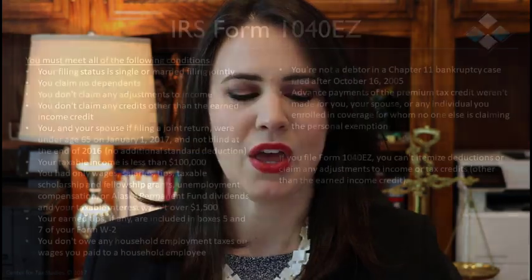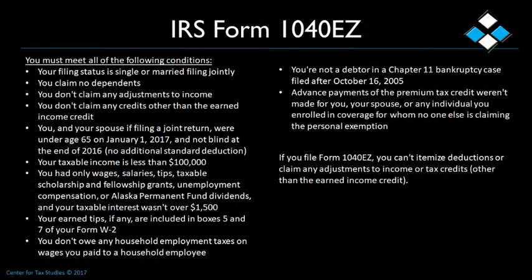Okay, so the first thing that we're going to do is discuss the different types of forms that you can use as an individual. And the first being the 1040EZ. It is named that way for a particular reason, and that's because it's an easier form to use. So when can you actually use this tax return to be able to file your income taxes?